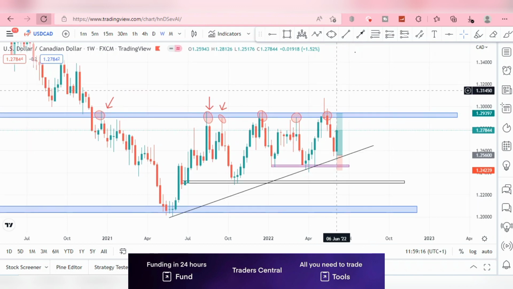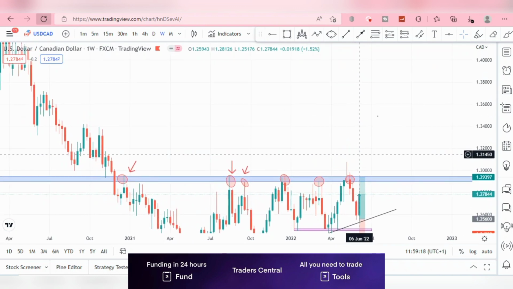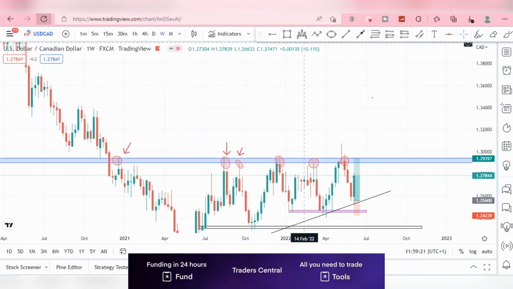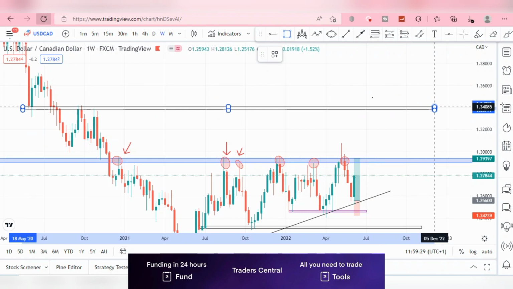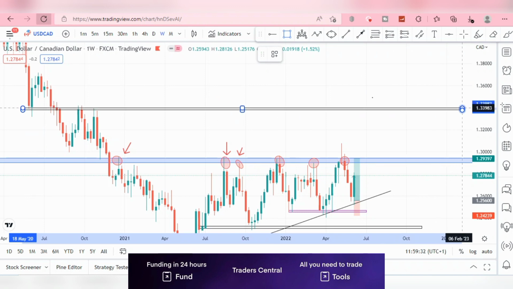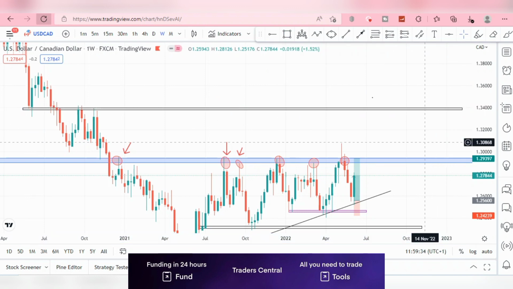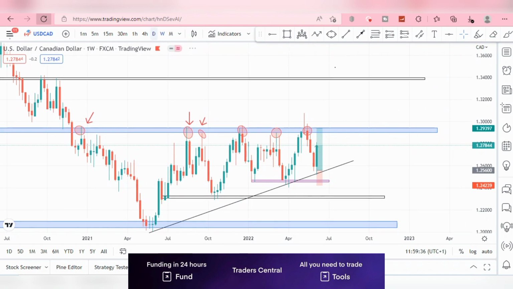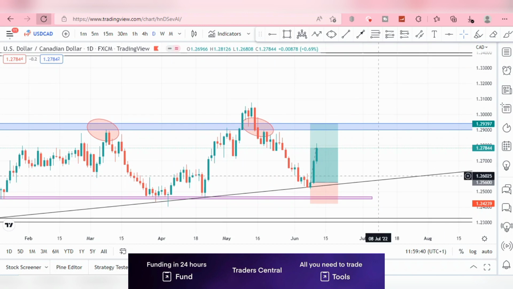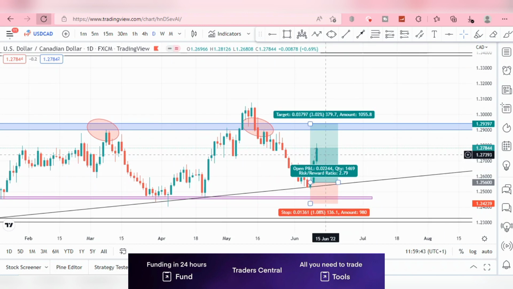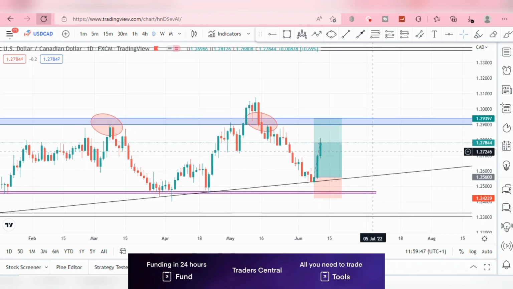And if that happens, then most likely price will continue to the upside, and then we can think of placing more buy trades on USD CAD. But for now, we'll just wait and see how price reacts to that area. If you go down to the daily time frame, we can see I was able to capitalize on this up move. So far, about 220 pips in profit, expecting about 380 pips.